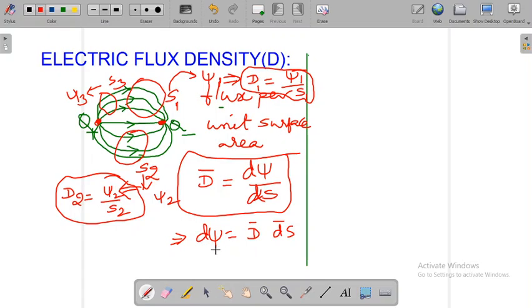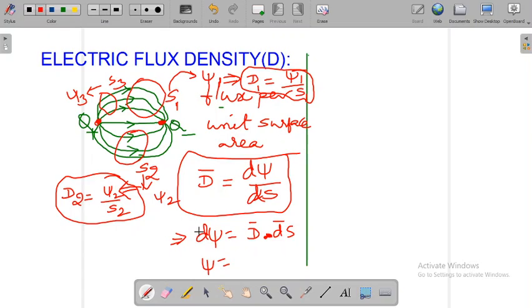You know that any scalar quantity can be written in terms of the dot product of any two vectors. So it is D bar dot dS bar. Now apply integration on both sides.